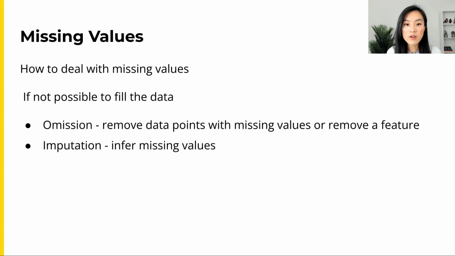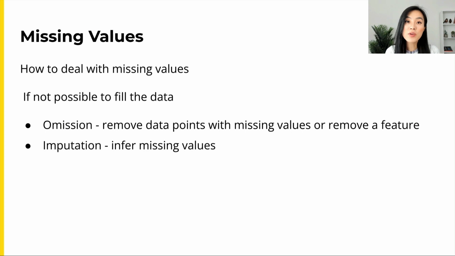What if it's not possible to fill the data? How do we deal with missing values then? There are generally two ways we can do: omission and imputation. Depending on how much of the values are missing, omission is simply removing missing values or throwing away some features with lots of missing values in the dataset. Imputation is to infer the missing values by leveraging our prior knowledge or the existing data.